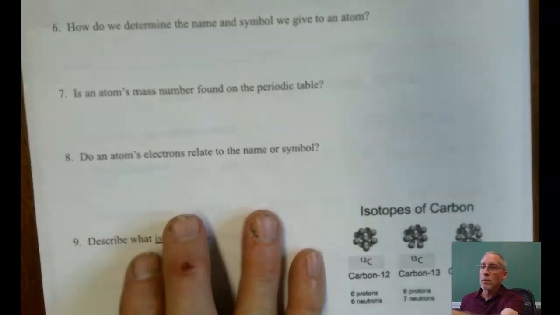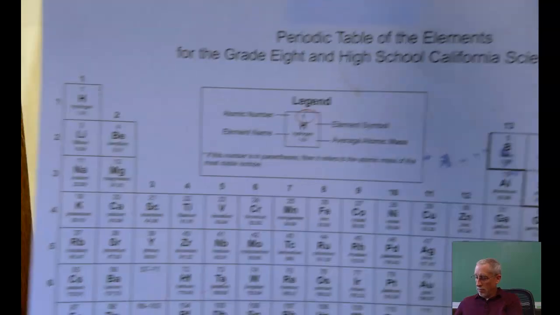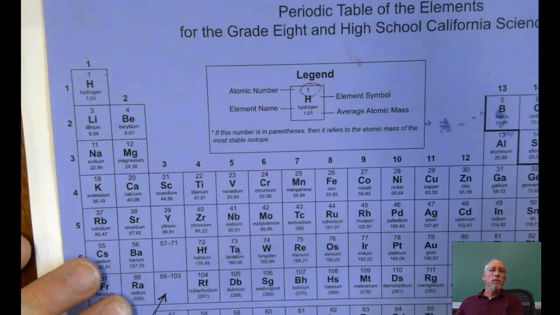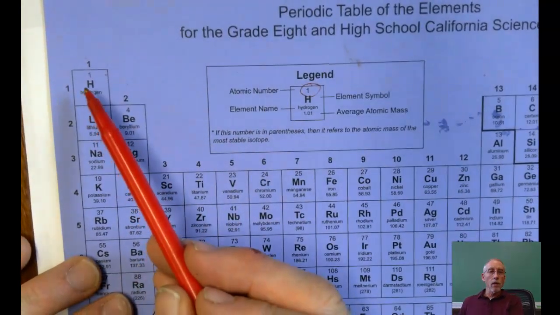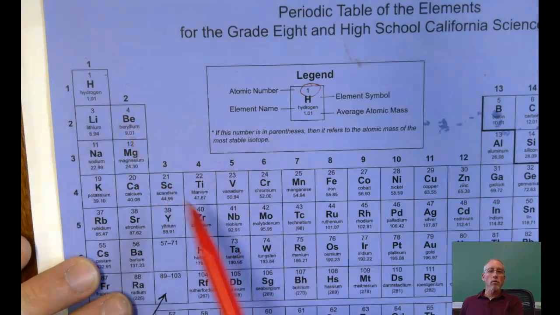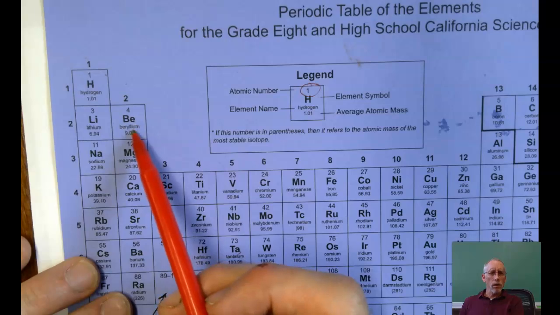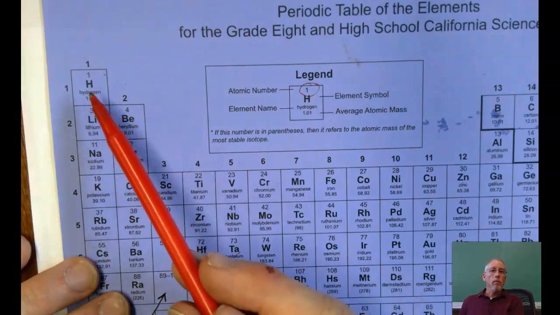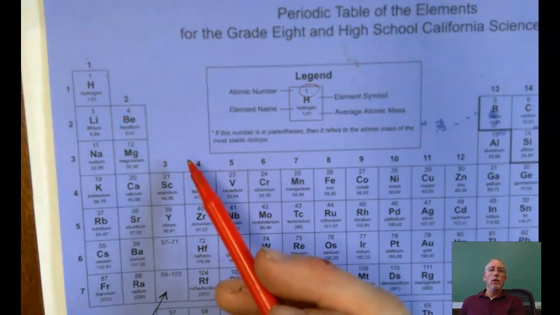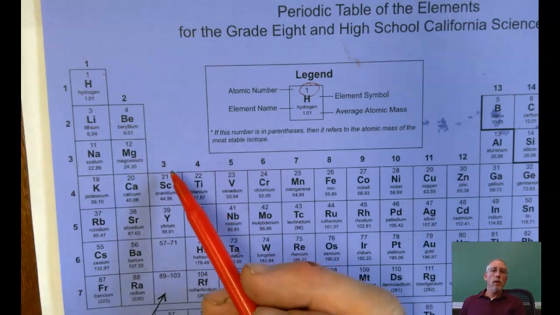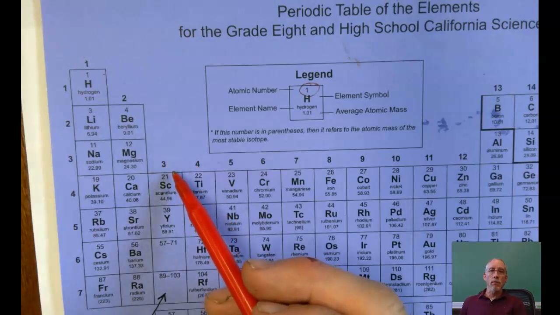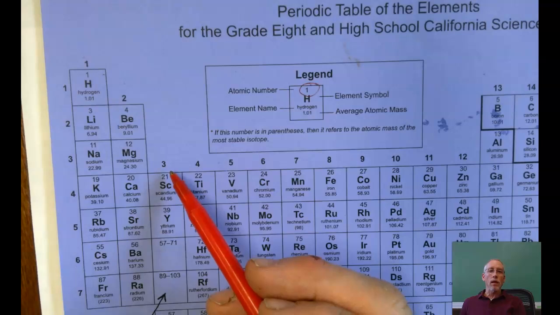All right, the name and the symbol. Back to our periodic table. In every box, there's a big letter or two, or sometimes three, and there's a name. A little hard to see on mine. That's what makes each element different from the other. They each have their own special name. They each have their own special symbol that goes with that name.